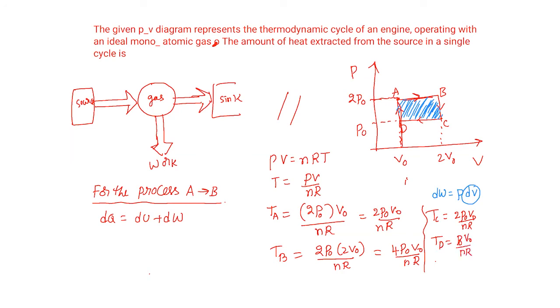Now, children, tell me, in the process A to B, they didn't give the n value, but we can eliminate that. Wait, don't worry, we can eliminate that. Children, see here, in the process A to B, what is happening to the temperature? Increasing or decreasing, children?